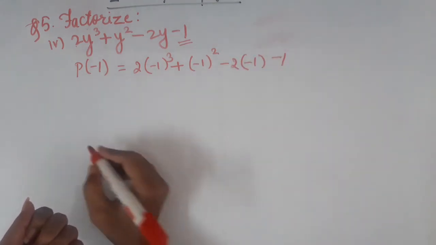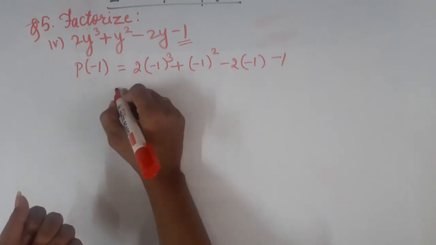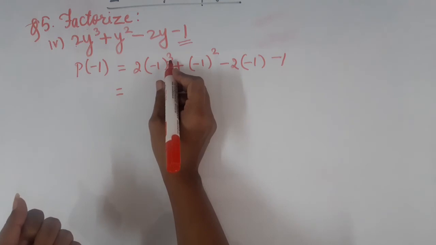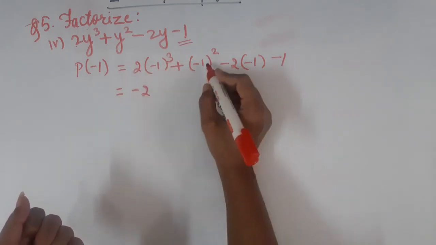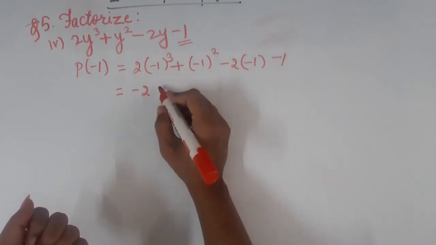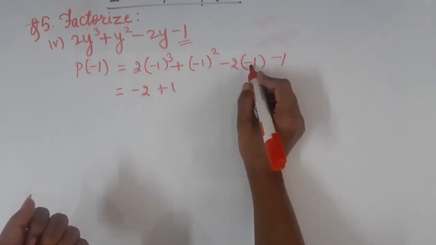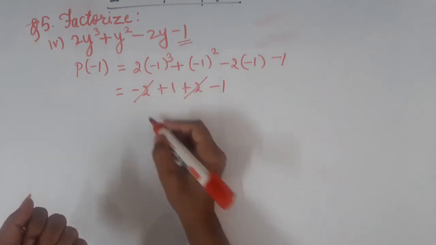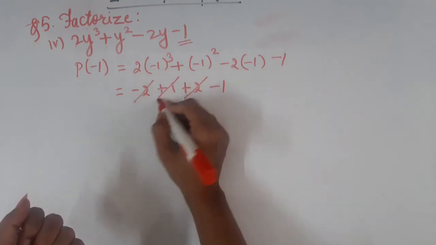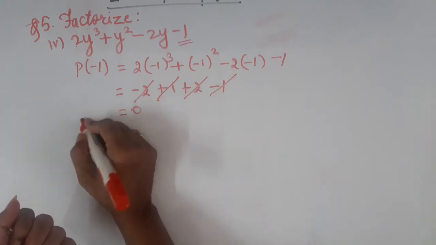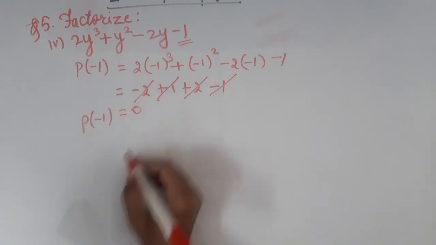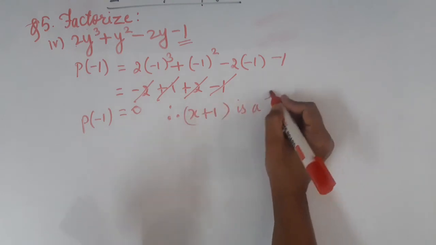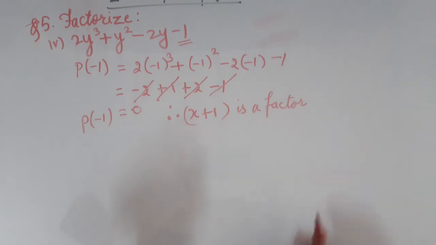Then solve it. You will get minus 1 cube is minus 1, minus 1 into 2 is minus 2, plus minus 1 square, which is plus 1, minus 2 into minus 1 you will get plus 2, and this minus 1. Minus 2 and plus 2 cancel, plus 1 and minus 1 cancel, so you will get p of minus 1 as 0. Therefore y plus 1 is a factor. Okay, now perform long division.